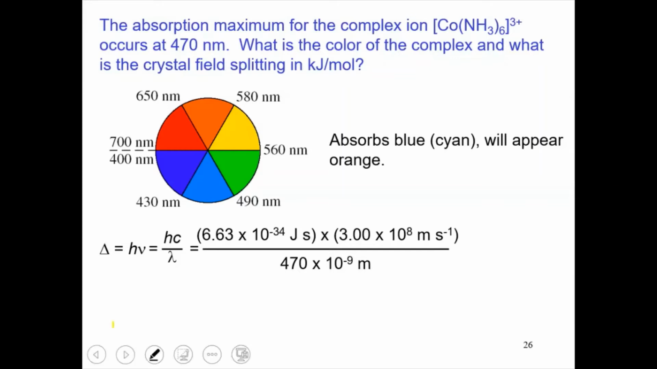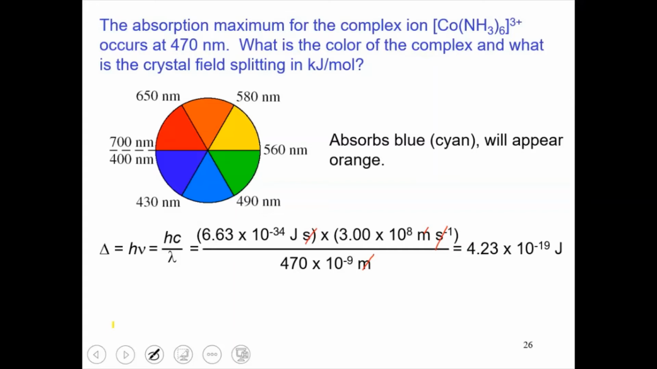So I think you should all agree that we're going to properly cancel units here. The seconds are going to cancel out with seconds in the bottom here, meters in the speed of light with meters down here. So we are left with joules. Put these numbers in the calculator. Careful with the scientific notation and your operations. So 4.23 times 10 to the minus 19 joules. All right. This is the energy in a single photon.